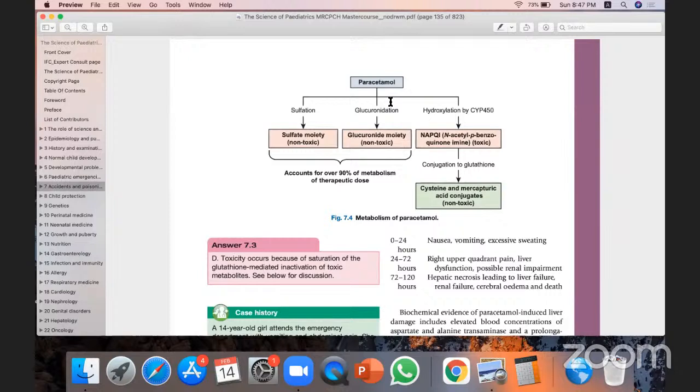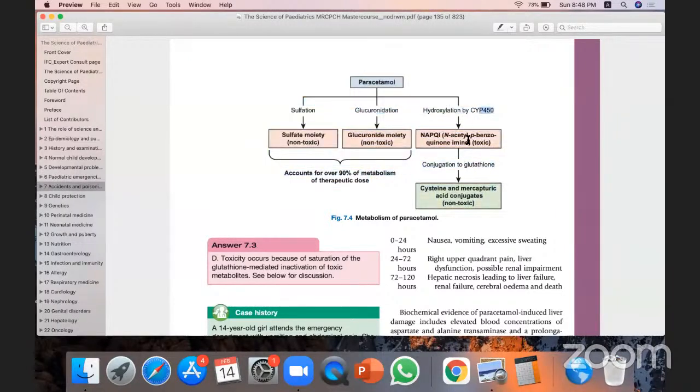This is the main pathway of paracetamol metabolism. You have to know this very, very important pathway: the sulfation pathway, the glucuronidation pathway, and the hydroxylation pathway. This hydroxylation pathway produces NAPQI, so give it a star mark. Sulfation is the main pathway for neonates and infants. Glucuronidation is the main pathway for children and adults, and it handles about 90% of paracetamol metabolism, while this pathway handles only 10%.